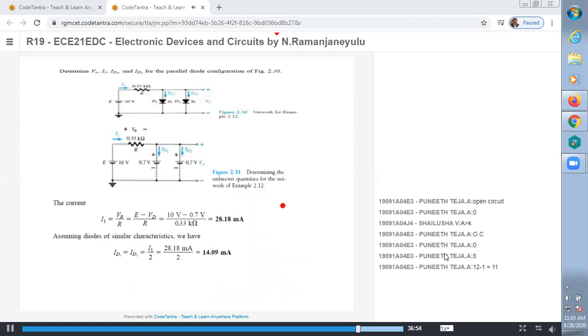Okay. Now observe, this is another problem here. Here the two diodes are connected in parallel. Both are silicon diodes only, and we are assuming both diode characteristics are the same, that is 0.7 volt and 0.7 volt. Right? Then how to find the current?